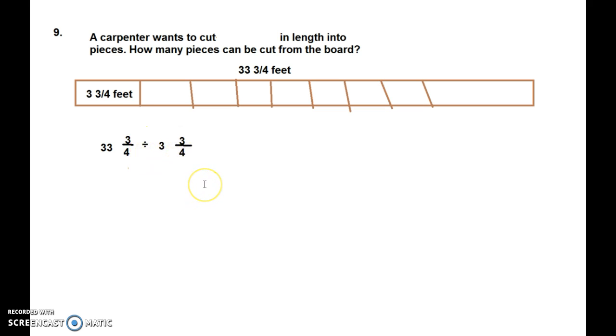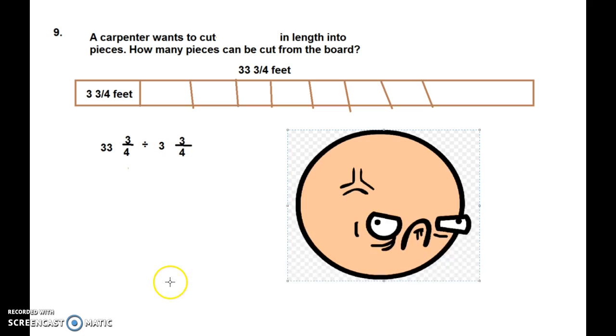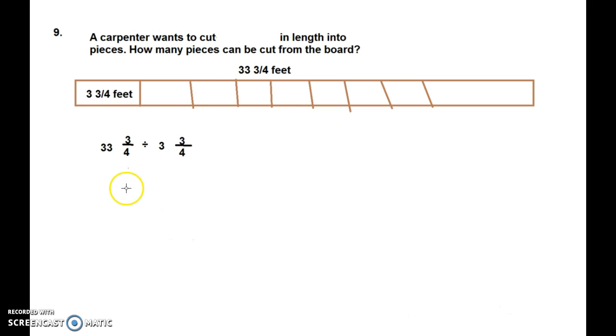Well, we're talking fractions here, so we can't just do that. We can't just multiply this across. So what we actually have to do is turn this into an improper fraction. And if you guys remember how to do that, it's going to be easy for you. If you don't, worry about it, because we're going to figure it out right now.